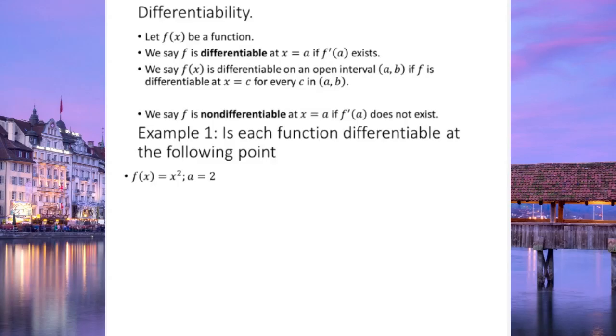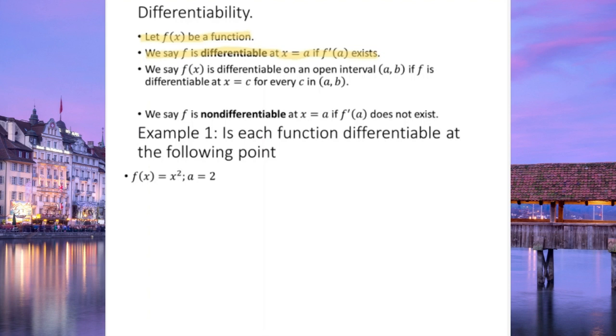Section 3.2, the derivative as a function. In this section, we're going to go over some terminology associated with the slope of tangent lines. First, we're going to let f of x be a function. We say that f is differentiable at x equals a if f prime of a exists. Recall, f prime of a is the slope of the tangent line of f of x at x equals a.